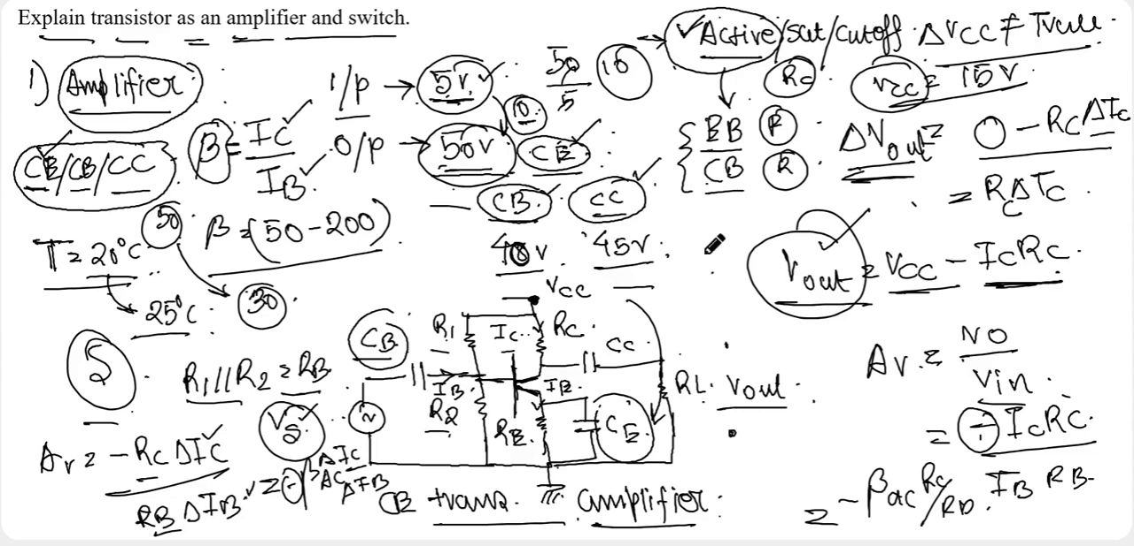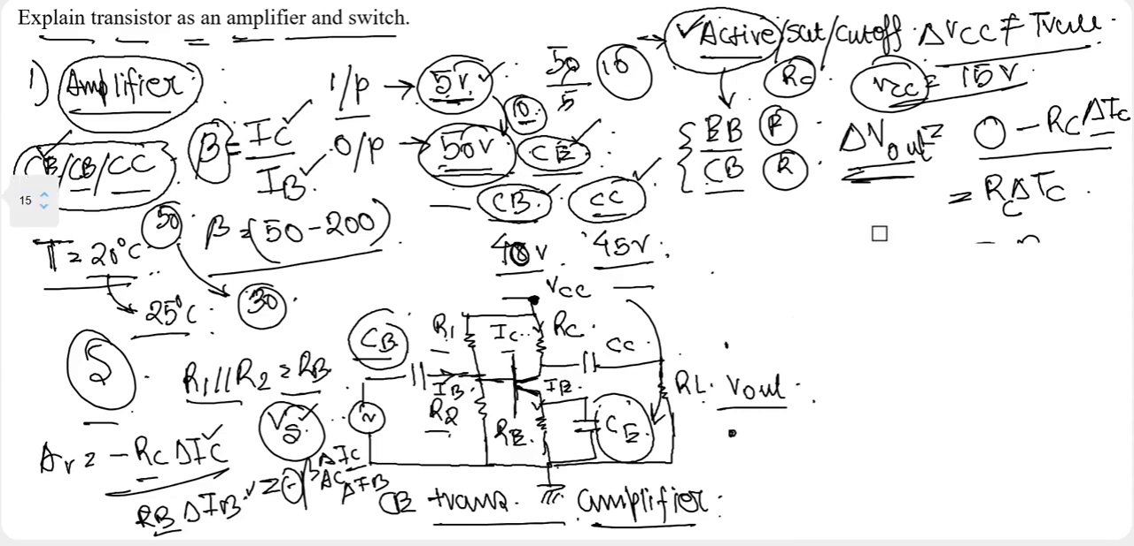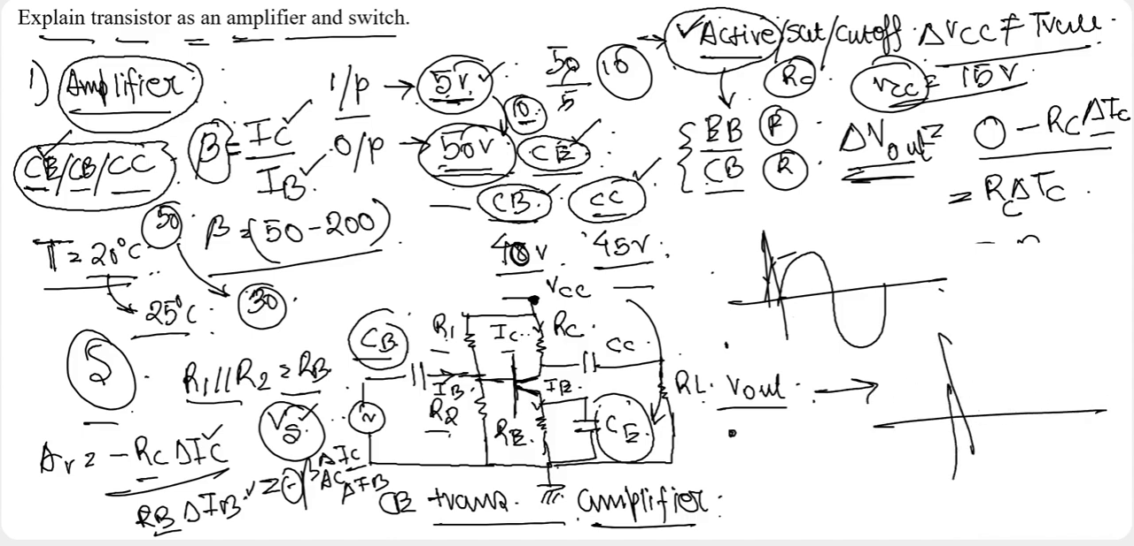Like for example, let me clear some space here. Suppose this is the input voltage that we are applying here. This is like this. Then the output voltage, which will be an amplified version of this, it will be like this.